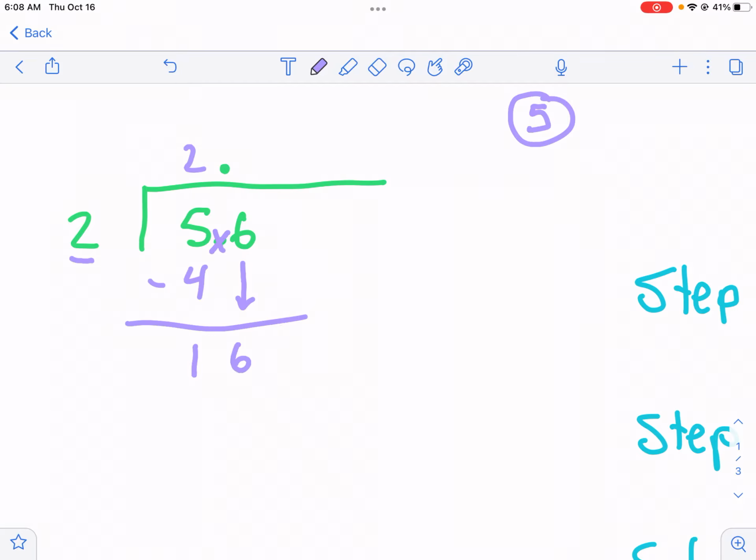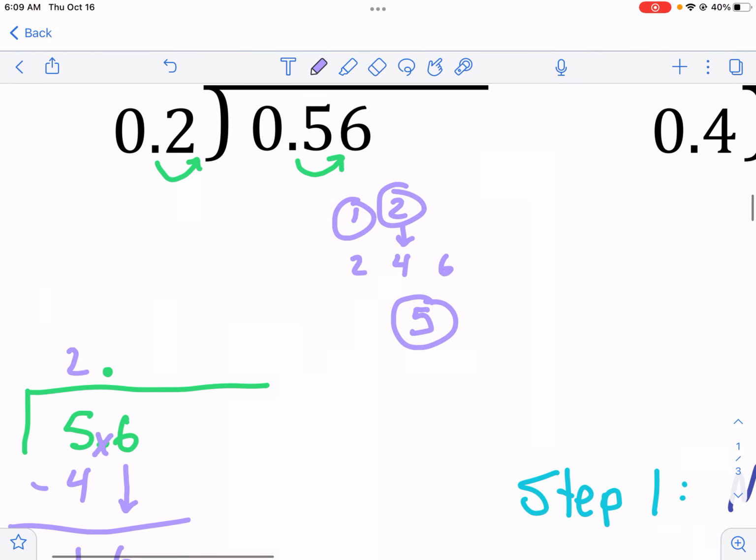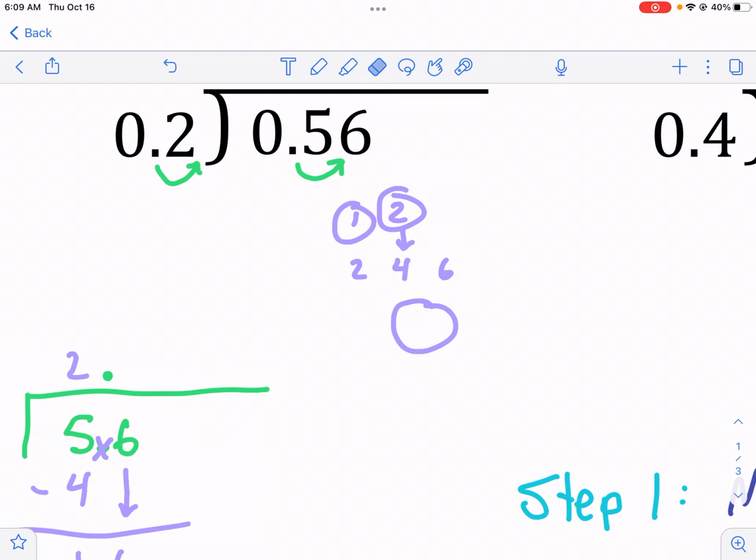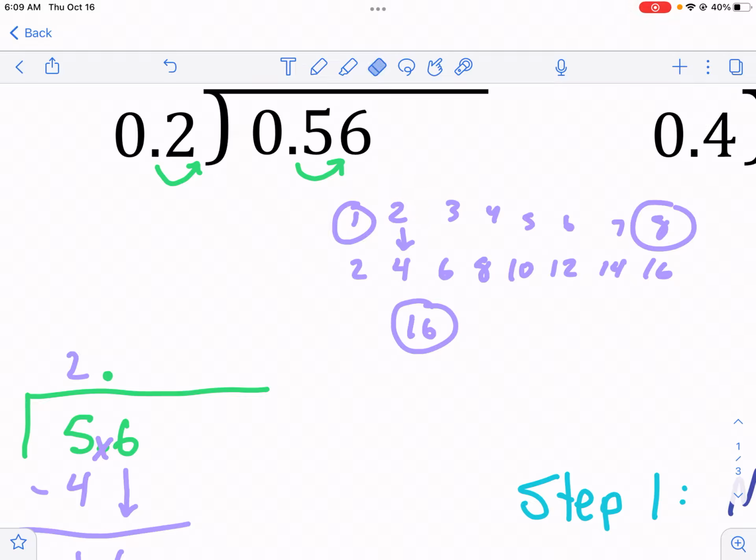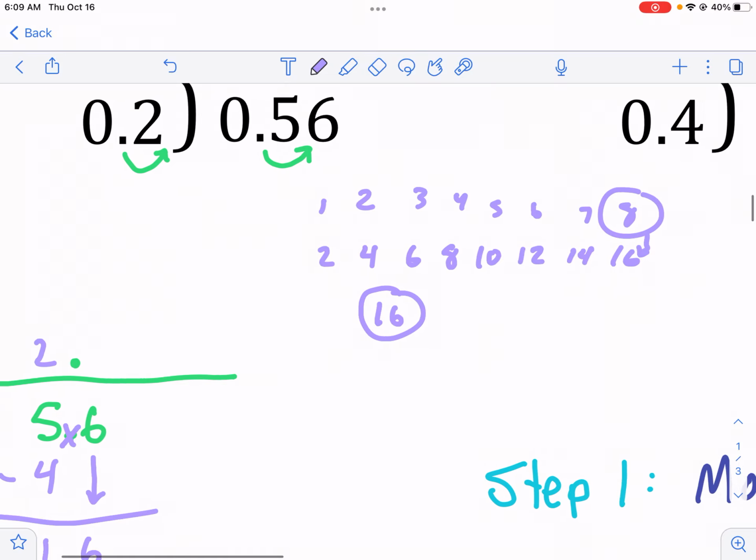So now I say to myself, okay, how many times does 2 go into 16? Question mark. Well, I could keep going here: 8, 10, 12, 14, 16. How many iterations of 2 is that? Well, it goes 3, 4, 5, 6, 7, and 8. So you can see that I got to 8 this time before I got to the number that I wanted.